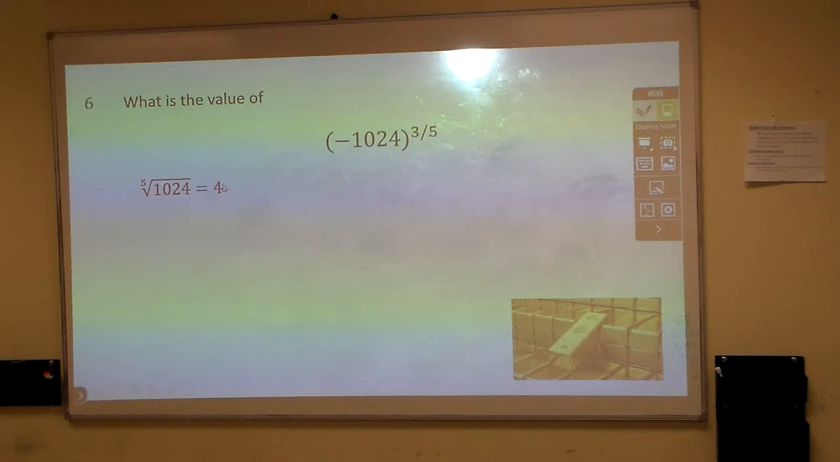So what I'm going to do is this. The 5th root of 1,024 is 4, but because it's a negative, we know it's then what? Negative 4, because that's an odd root right here. And then we're going to multiply that negative 4 to the 3rd power. So it's negative 4 to the 3rd power, which makes negative 64. Negative 64. All right.